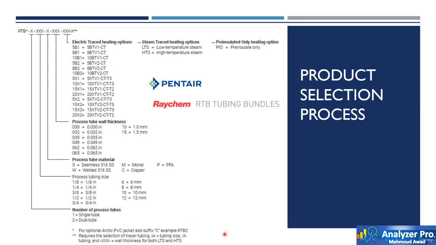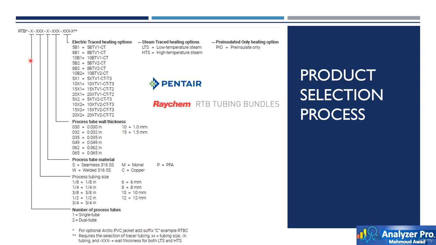For an example, we will use the product selection guide for a company called Raychem. Before beginning, we will take a moment to understand the structure underlying tubing bundle catalog numbers. Our goal is to determine the tubing bundle catalog number for the product that best suits our needs.